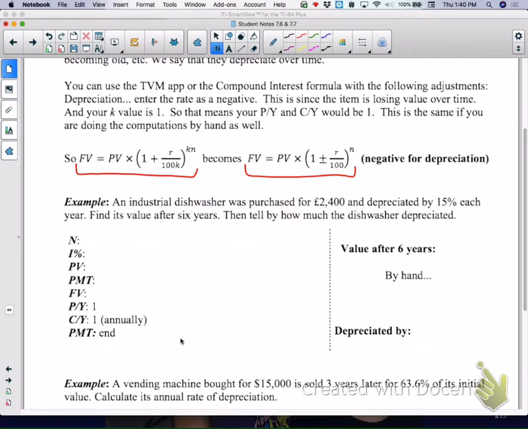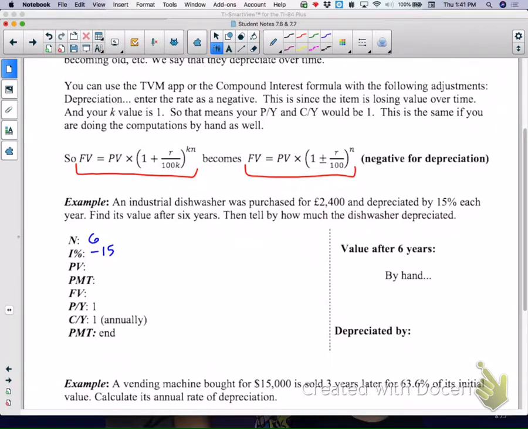So in this case, we've got an industrial dishwasher purchased for 2,400 pounds and depreciated by 15% each year. Find its value after 6 years. Then tell by how much the dishwasher has depreciated. So in this case, with all this appreciation, depreciation, inflation, you're not going to have to multiply to find your N. It's just going to be how many years you're doing. So this is going to be 6. My percent, though, we're depreciating, so that's going to be a negative 15.